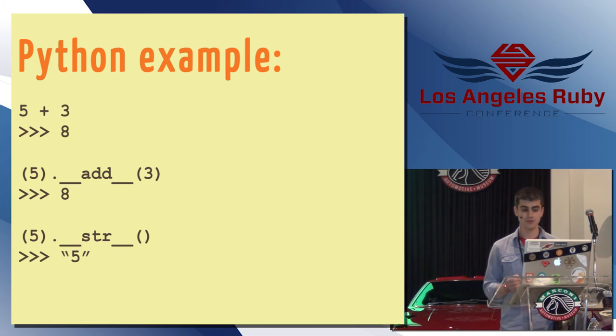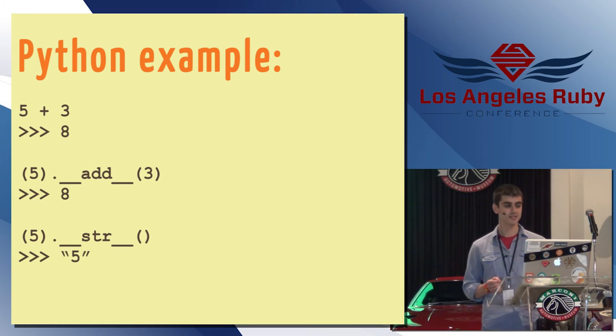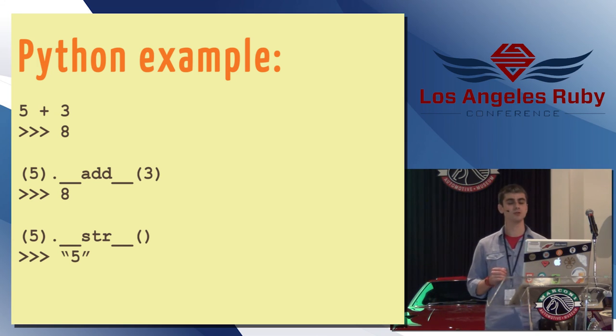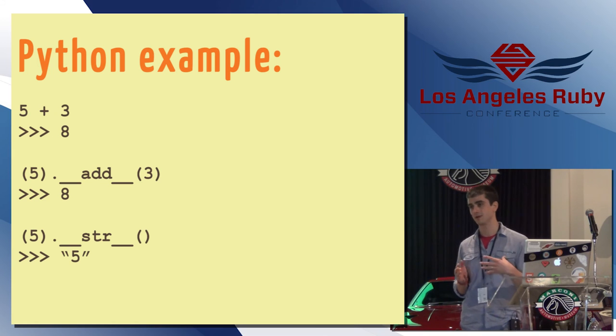There's actually a method that you can call on the integer 5, add. You can say 5.add3, and you'll get 8 back. Similarly, you can call the string method on 5 and get back 5 as a string. You'll see these underscores here, too, because these are built-in methods, and that's a convention in Python.